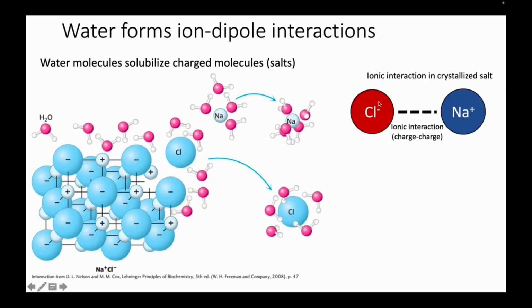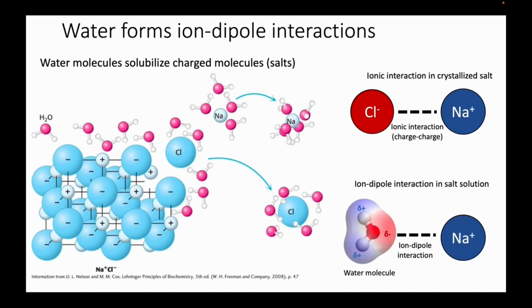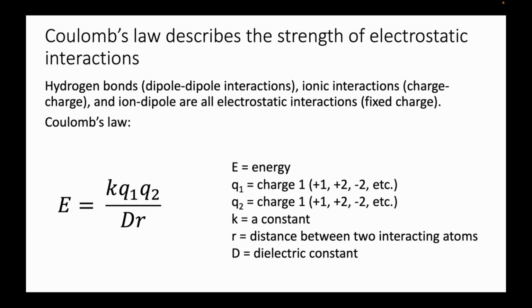Here's our ionic interaction between our chloride and our sodium ion. Another word for an ionic interaction is a charge-charge interaction, which means the same thing. And when it's solubilized in water, we're going to get an ion-dipole interaction, where here's our water that's got a dipole in it. This partial negative on your oxygen can interact with the full positive charge on the sodium. So again, this is our ion-dipole interaction. That's why salts favorably dissolve in water.